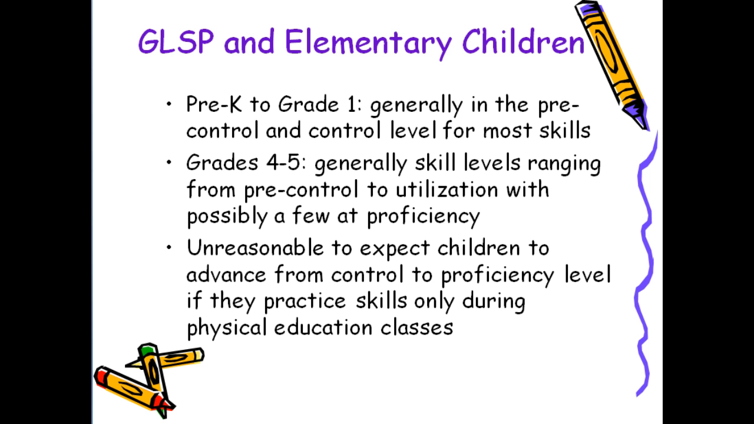In grades 4 and 5, generally skill levels will range from pre-control to utilization, with possibly a few at proficiency. It's unreasonable to expect children to advance from control to proficiency level if they practice skills only during physical education classes, unfortunately.